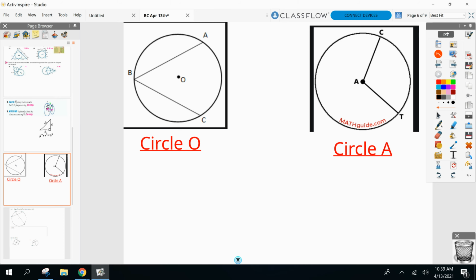Right, let's do this. Big day for you guys here. Big honors level day. First thing I just want to review real quick. I got circle O up on the board to your left. What type of angle am I looking at there? That's what I'm going to ask somebody first.